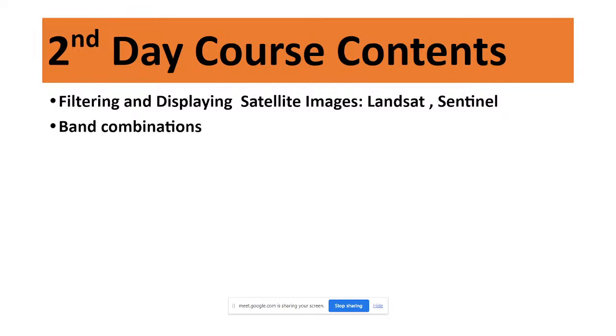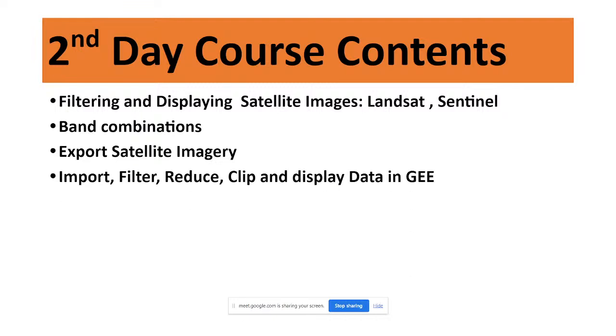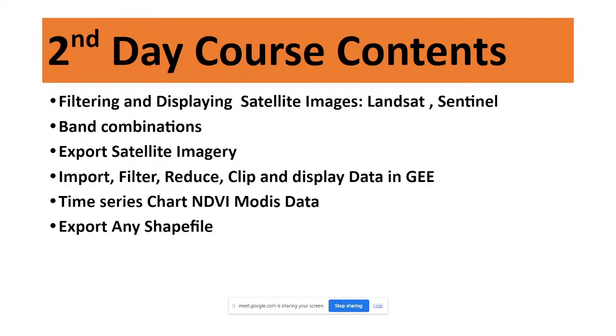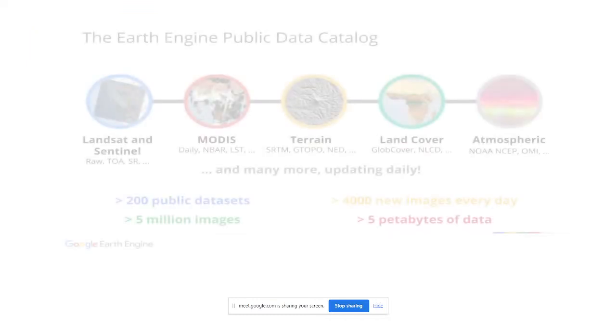Then we will see how to use different types of band combinations, such as true color band combination and false color band combination, and how you can easily create them. We will also discuss how to export satellite imagery from the Google Earth Engine platform, and how to import, filter, clip, reduce, and display the data. And how to make the time series chart of the NDVI, how to export any shapefile from Google Earth Engine, and how to calculate any indices from the satellite images.